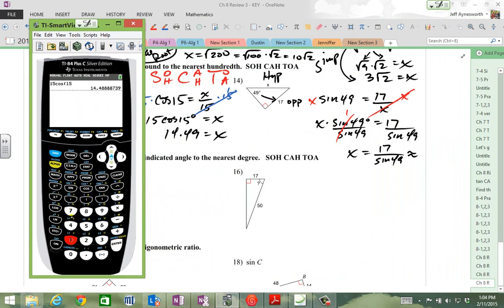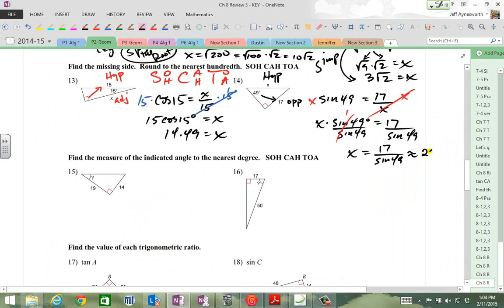So I take 17 divided by the sine of 49 degrees, 22.53. And I expected a number bigger than 17, and 22.5 is bigger than 17, so my answer makes sense.